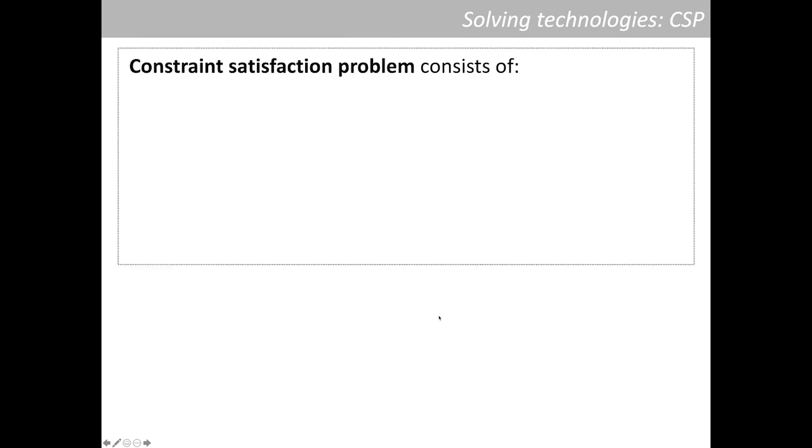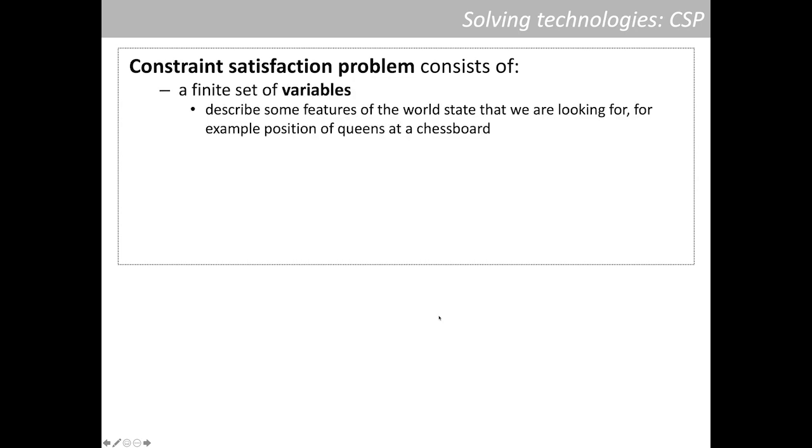The second technology that we are going to use is CSP. A CSP, or a constraint satisfaction problem, consists of a set of decision variables. These are the variables describing some features of the world that we are looking for, like the time when an activity will execute, or the position of a queen in an n-queens problem.